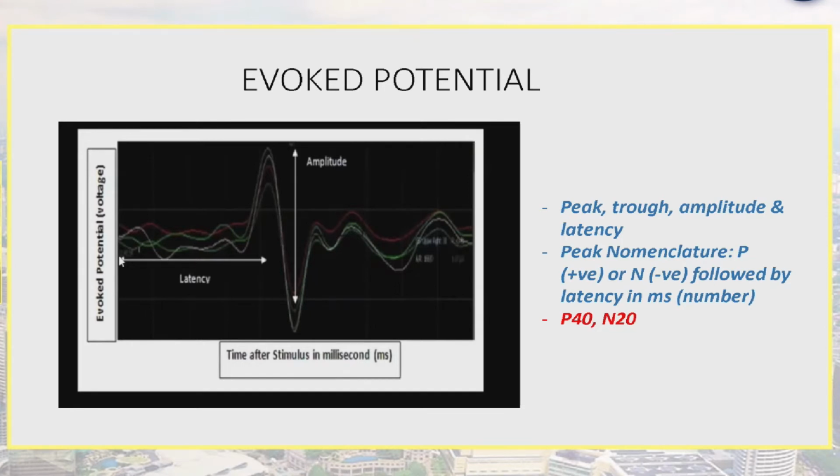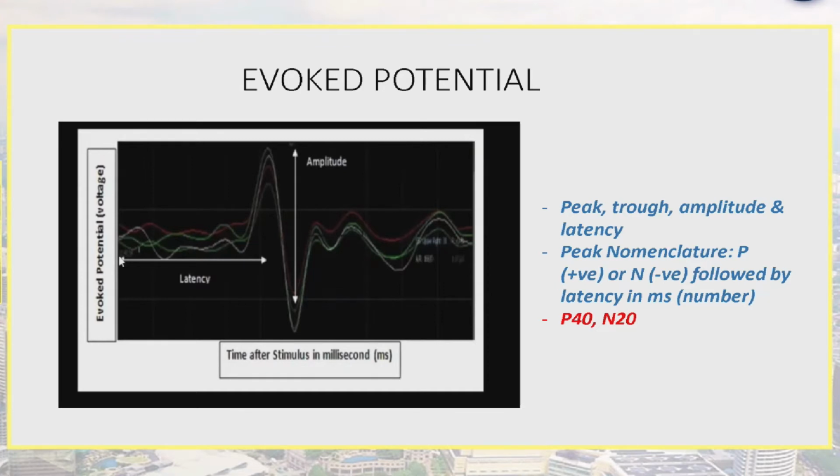First is latency. Latency means how fast the response comes after stimulation. And then amplitude is about how strong the response is after stimulation. Strength is calculated from peak to trough. The peak can be either positive, which is P, or negative, followed by latency in milliseconds. P40 and P20 mean the point that we recorded, which is of special interest, at 40 milliseconds or 20 milliseconds after the stimulus has been given. Usually this is a normal point. So if any point is above it, it is considered prolonged latency.